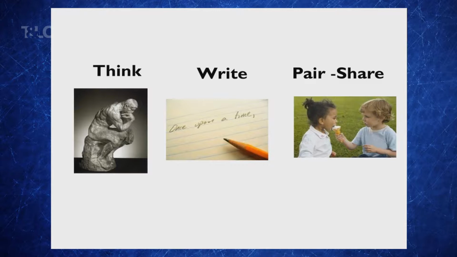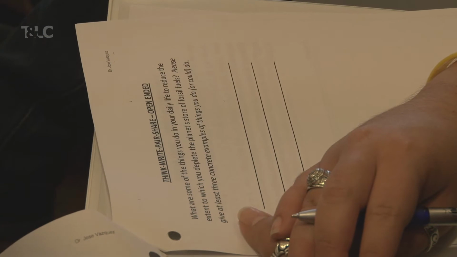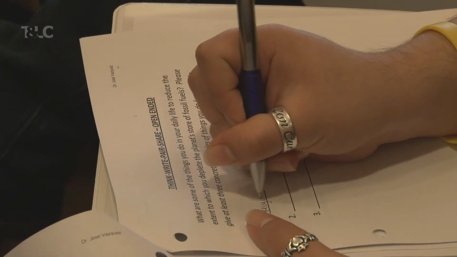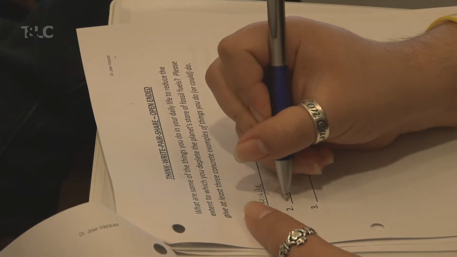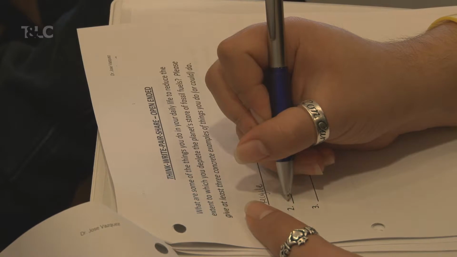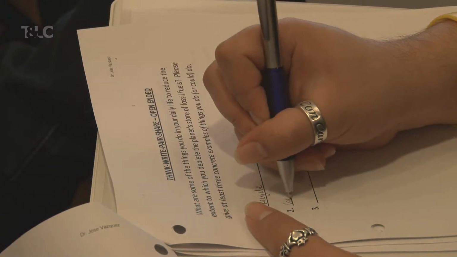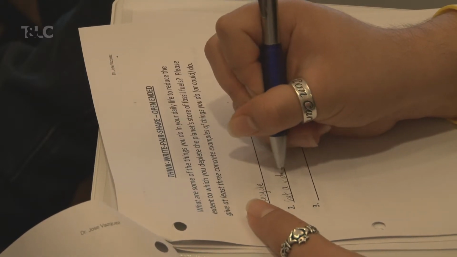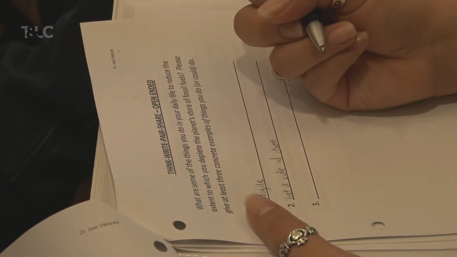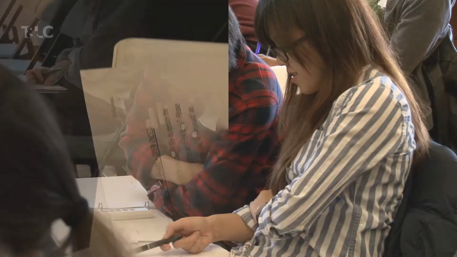It says, what are some of the things that you do in your daily life to reduce the extent to which you deplete the planet's store of fossil fuels? Please give at least 3 concrete examples of the things you do or could do. I want you to write 3 things in there, and then once you're done, I want you to turn to the person next to you and compare notes. Write 3 on your own. Talk to the person next to you. Maybe you have to introduce yourself. And then see what the person next to you wrote and compare notes. I'm going to give you 2 minutes to do that.